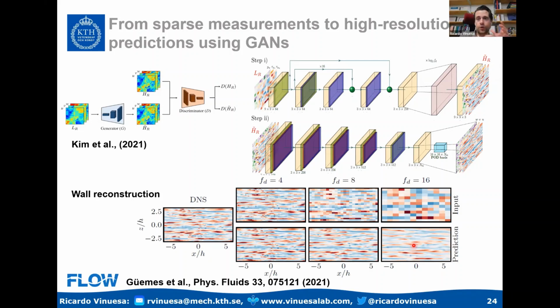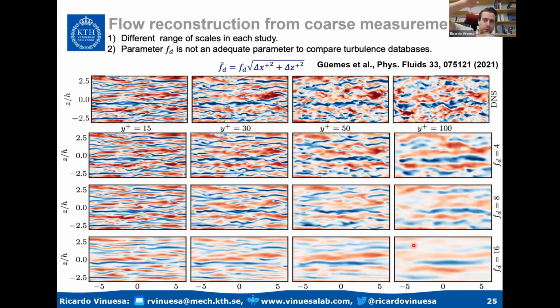So if I want to do flow control, for me, the important thing is to know where the streaks are. And that's something that I can achieve by using this GAN architecture. And so in principle, this is a quite promising approach. If I try to predict farther away from the wall, what I'm showing you in the columns are the different wall-normal locations. So this is y plus 15, 30, 50, and 100. So I'm going progressively farther and farther away from the wall. And the rows, the first row is the DNS, that's my reference. As I go down, I increase my downsampling. So I have a downsampling factor of 4, 8, and 16 squared.